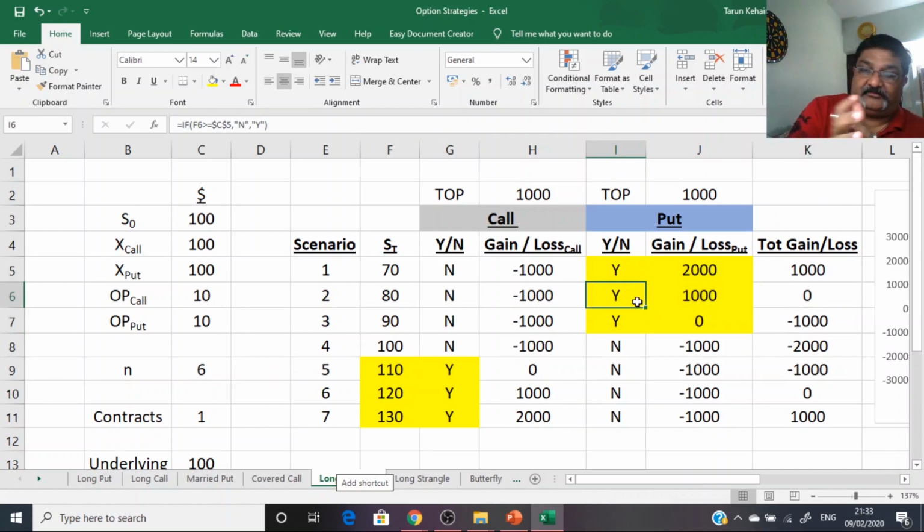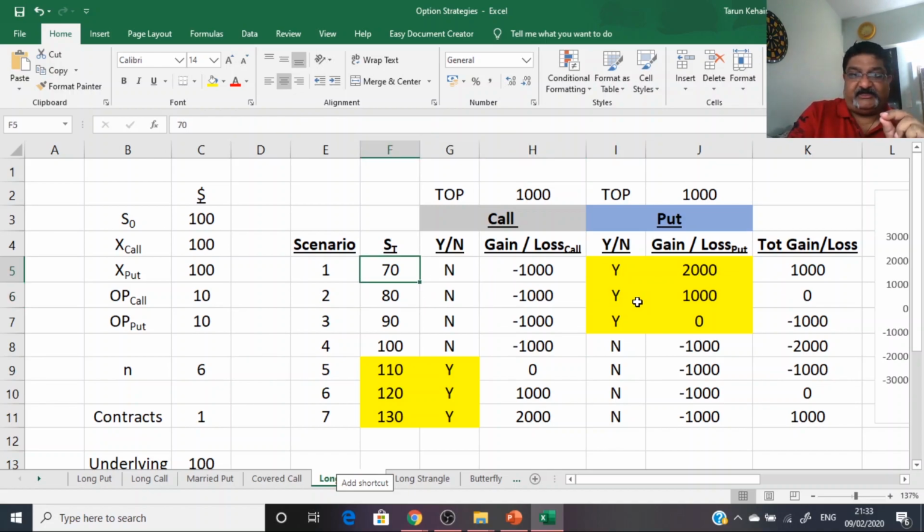When the strike price is above the market prices, or rather when the stock price at expiration is lower than the strike price, right? So let's look at the 70 scenario, which means when the stock price is 70 at expiration, you don't exercise the call option, but you still have to pay the option premium. $10 per share into 100 shares, $1,000 is your loss in the call option.